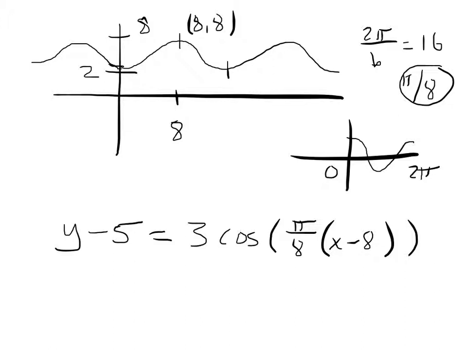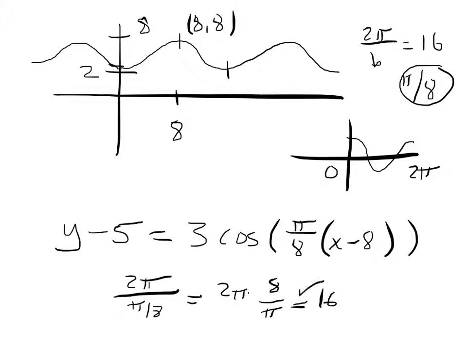And we can try this out for a bit. Let's see. If we look at our period, 2 pi over pi over 8, that equals 2 pi times 8 over pi, which equals 16. So my period checks out. I'm coming up 5 units. Amplitude's 3. I know I'm moving right 8 units.